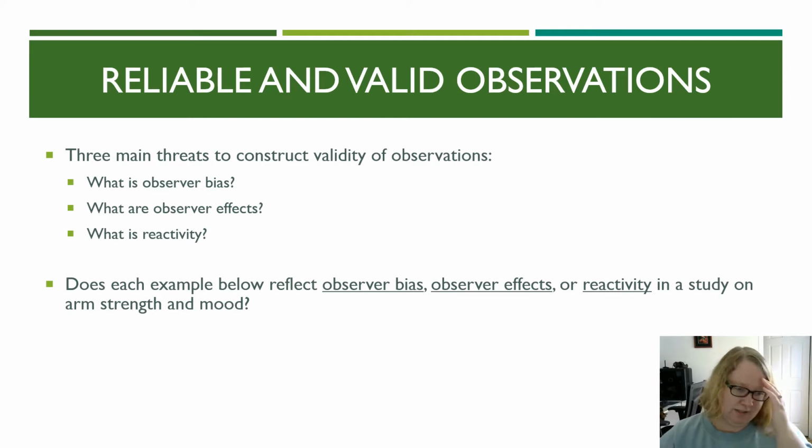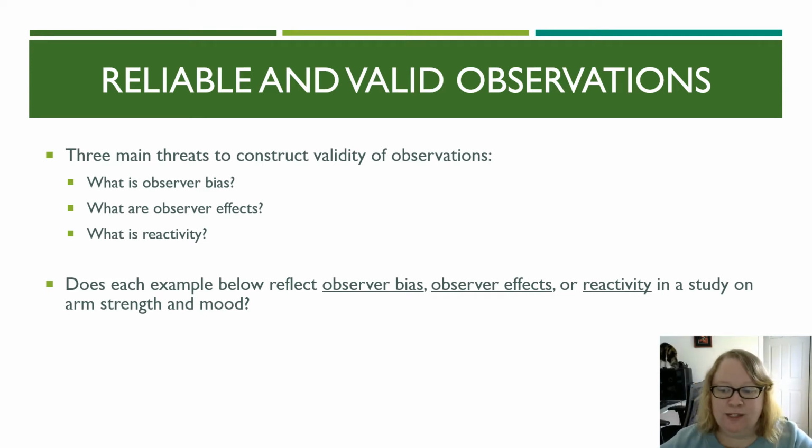All right, now this is not one of our activities for the module. It's just a quick little test that you can use to check your knowledge. Here's a question for you. Does each example that I'm going to show you below reflect observer bias, observer effects, or reactivity in a study on arm strength and mood?